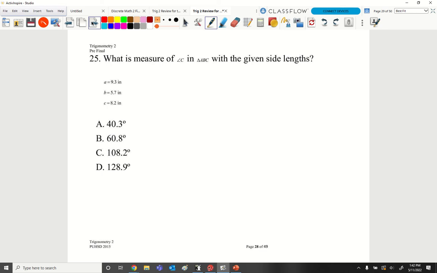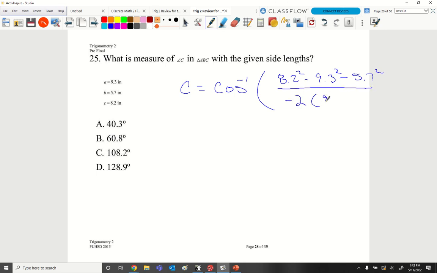So now, I put it on your reference sheet so you have your correct formula. What are we looking for here? We're looking for C, right? Okay, so it's going to be C is equal to what? Inverse cosine. C squared minus A squared minus B squared over 2B. So in this case, it's 8.2 squared minus 9.3 squared minus 5.7 squared all over negative 2 times 9.3 times 5.7.